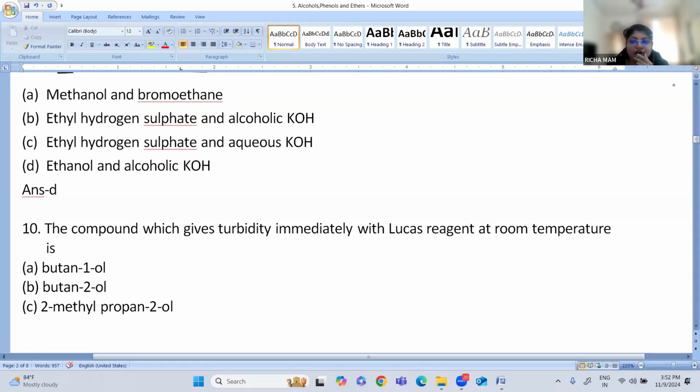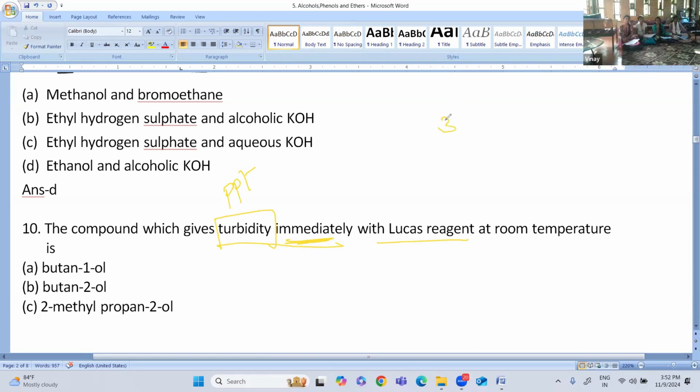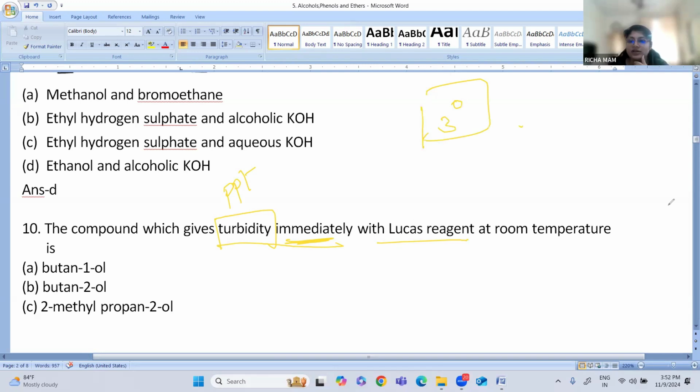Now, this you have to answer. The compound which gives turbidity immediately with Lucas reagent at room temperature is. Turbidity is nothing but precipitate. Which will give a fast reaction with Lucas reagent? Which alcohol? Tertiary. Yes. Now, they have given you 4 different compounds. One is butane 1-ol, then butane 2-ol.